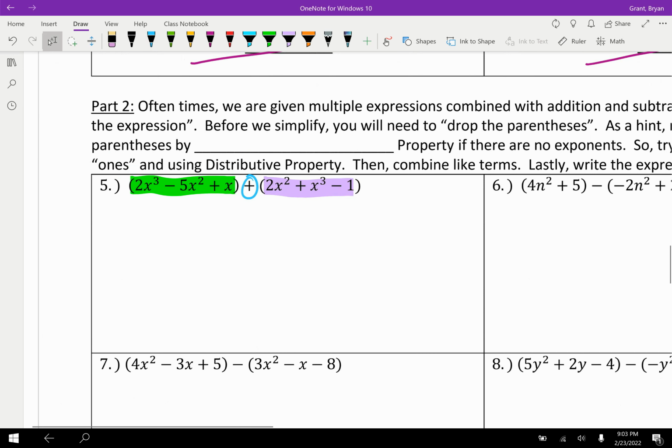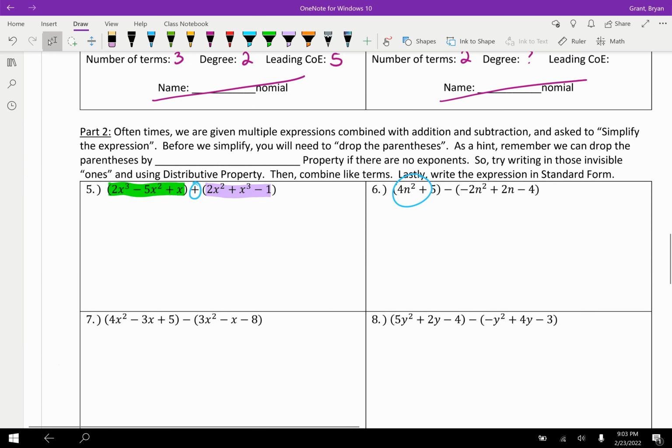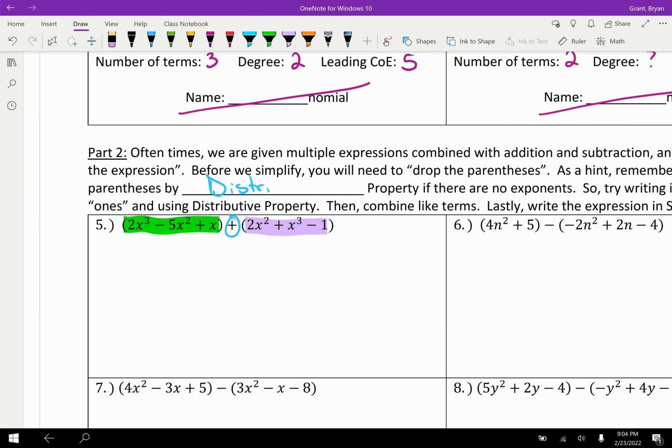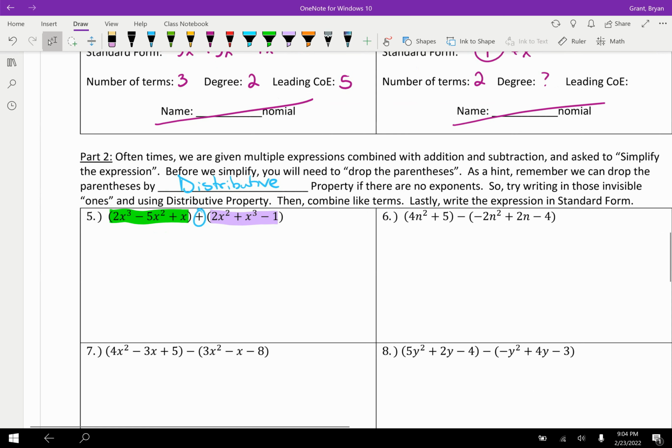This is that operations of polynomials. We need to know, at least today, how to add and subtract different polynomials. On 6, we have a binomial subtracting a trinomial, and on 7 and 8, we have different trinomials subtracting from each other. Okay? We are asked to simplify each of these expressions. When an expression is simplified, it traditionally has no parentheses, and all like terms are combined. Remember, from the opener, we can drop the parentheses by distributive property, and it's down below if you need help spelling it, as long as there are no exponents, or rather, they're invisible exponents of 1.